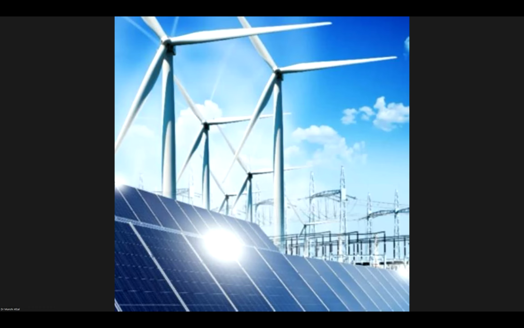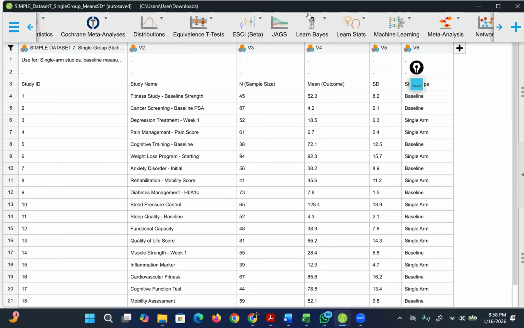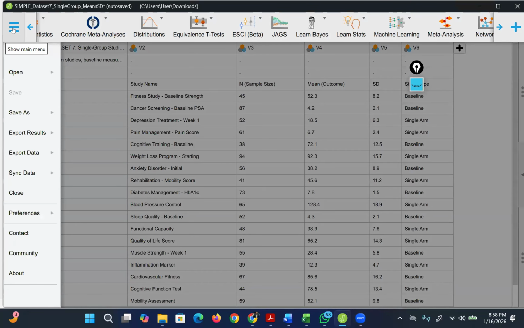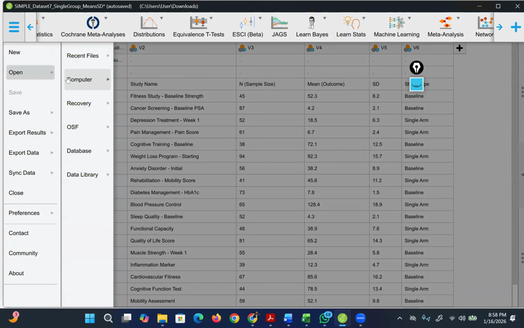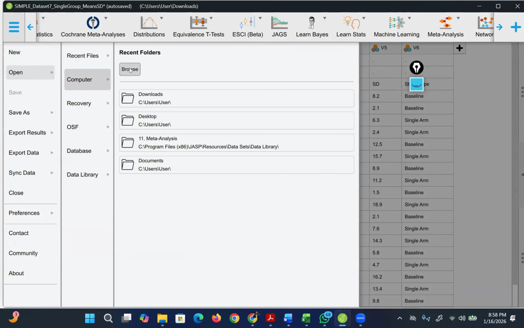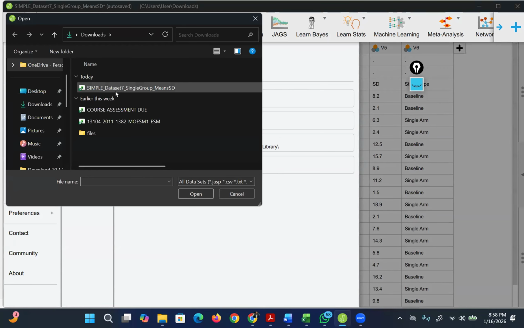First of all, let me share it. You go to JASP, because I think you already downloaded JASP, right? Okay. So go to JASP, then open and go to the computer and browse the data set that I give you. For example, this data set.